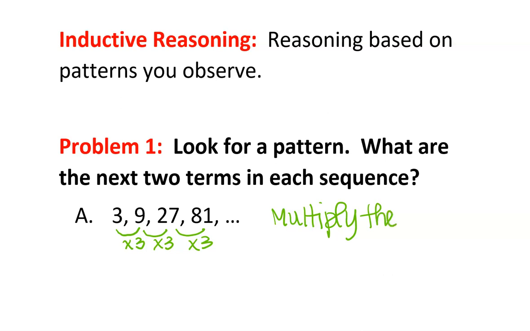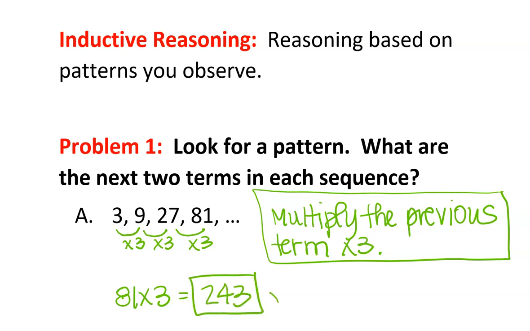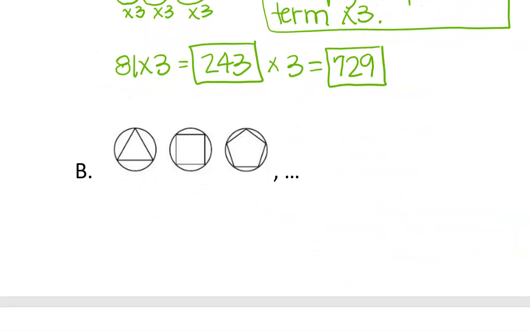The previous term times 3. Okay, so that's my pattern. The next term would be, what is 81 times 3? And that's 243. And what is 243 times 3? And that is 729. So the next two terms would be 243 and 729, and the pattern is multiply the previous term times 3. What about if they use shapes?